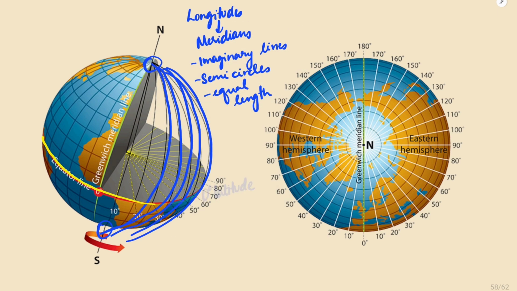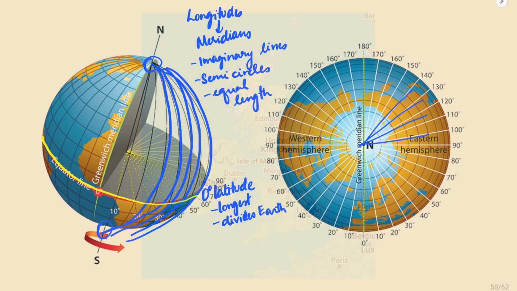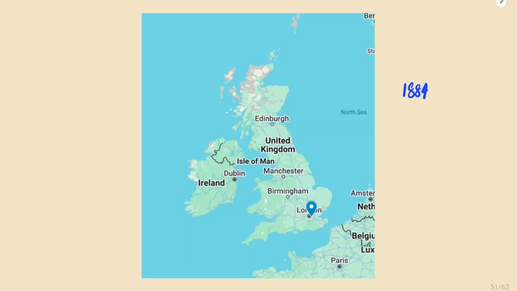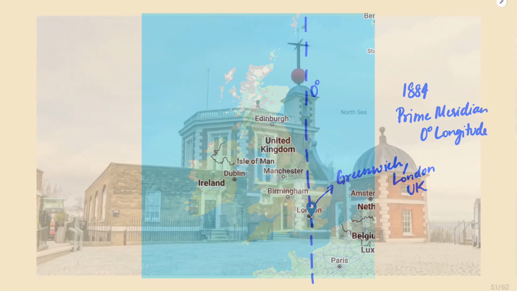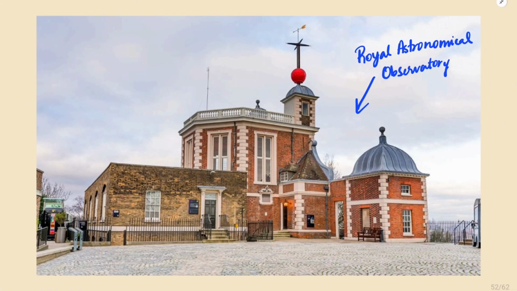Unlike latitudes, which have the equator as a natural reference point, as it is the longest latitude and divides the Earth into two equal halves, longitudes, on the other hand, are semicircles of equal length and therefore require an internationally agreed upon starting point. In 1884, it was decided that the prime meridian, or 0 degrees longitude, would pass through Greenwich in London, UK, which is home to the Royal Astronomical Observatory.